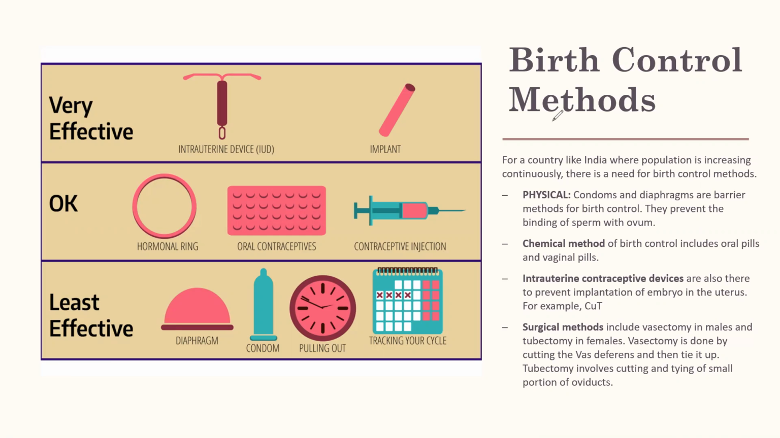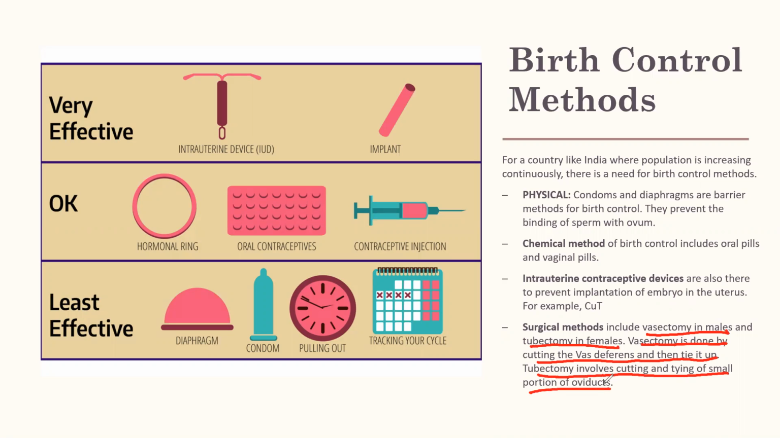Here the examples are CuT. And finally, lastly is the surgical method, which is irreversible. It includes vasectomy and tubectomy. Vasectomy in males and tubectomy in females. Vasectomy is done by cutting the vas deferens and then tying it up. And tubectomy involves cutting and tying of a small portion of the oviducts in the female.